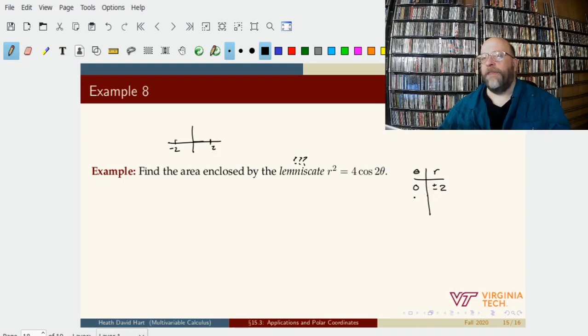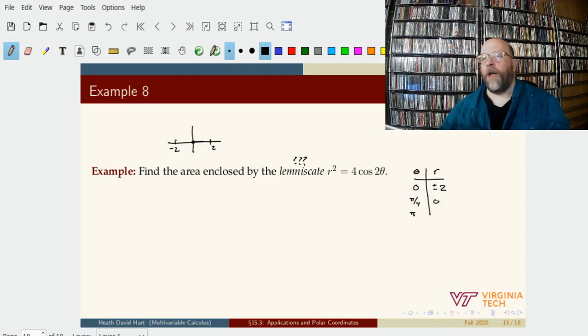When theta is pi over 4, then 2 times pi over 4 is pi over 2. Cosine of pi over 2 is 0, and so the radius is going to be 0. So at pi over 4, we're back at the origin. Okay? So what happens between 0 and pi over 4?